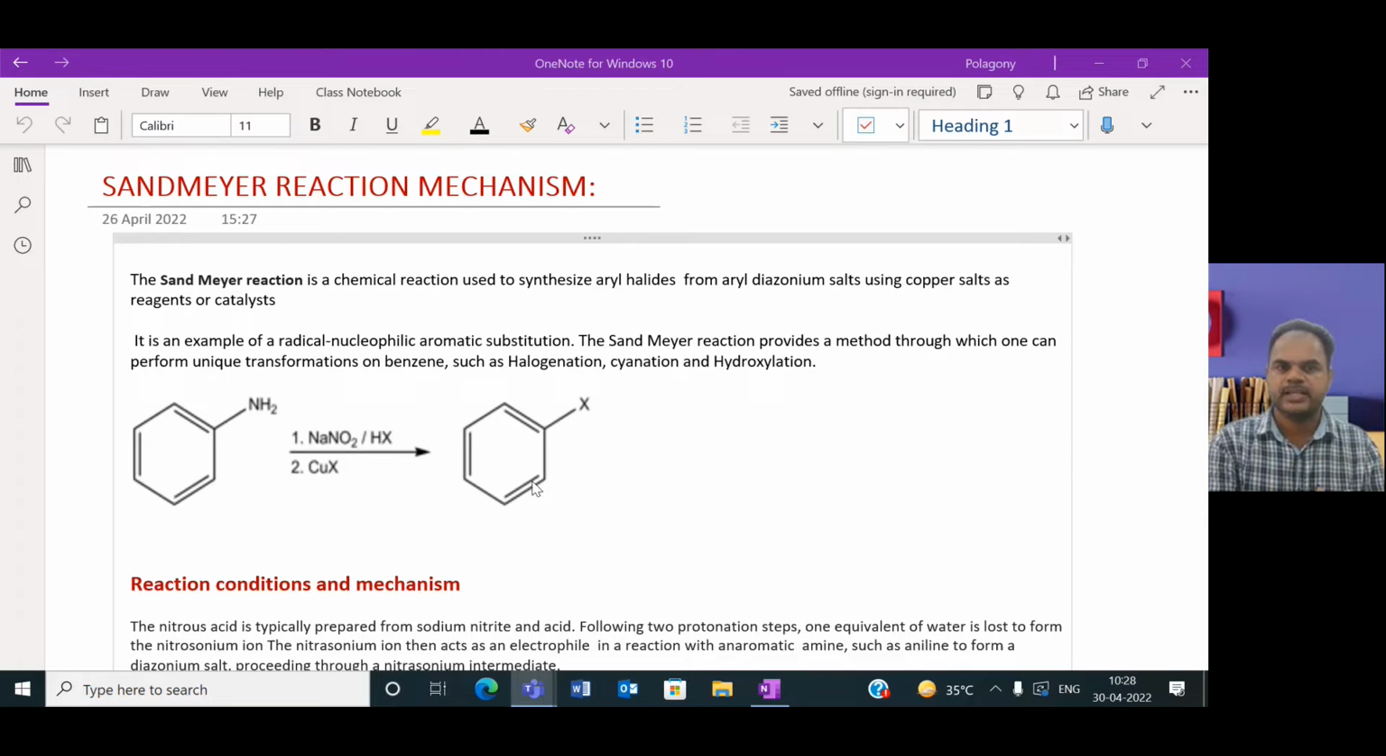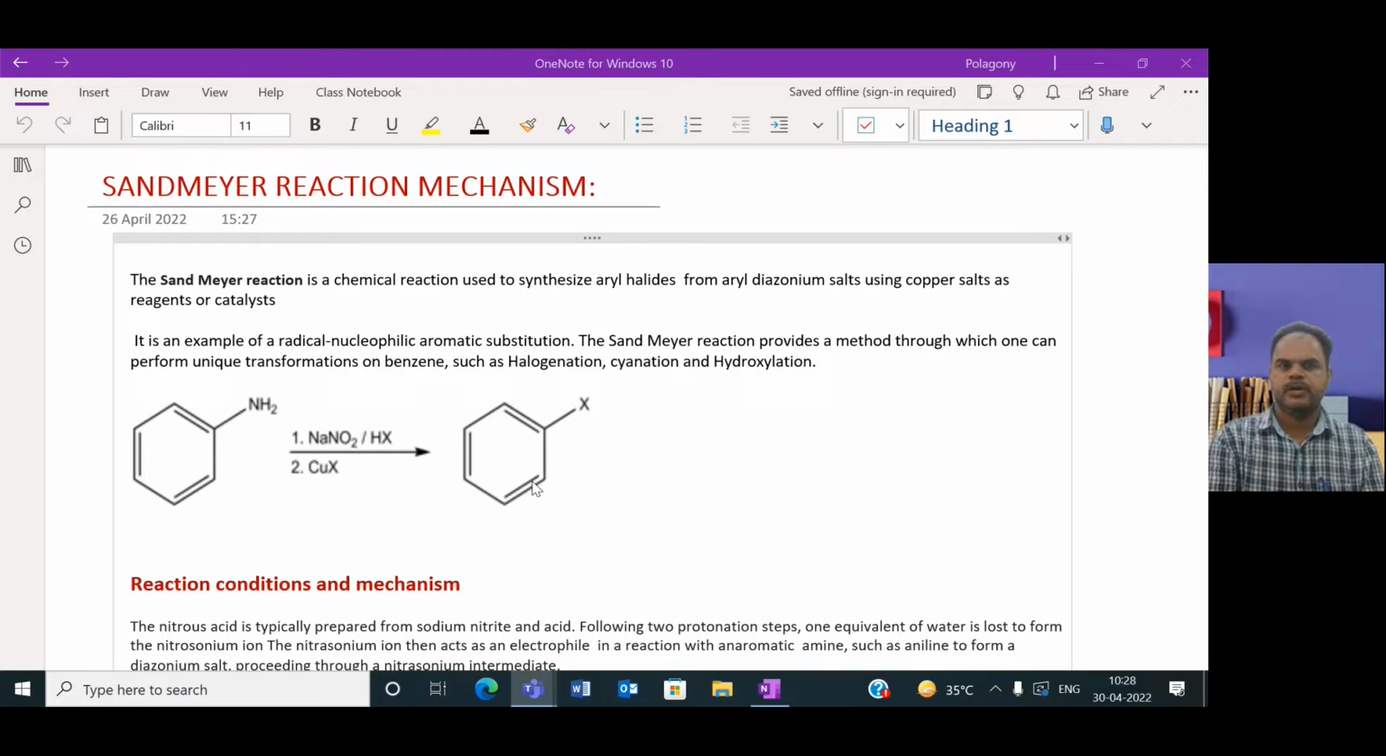The Sandmeyer reaction is a chemical reaction used to synthesize aryl halides from aryl diazonium salts using a copper salt reagent, a copper catalyst. Why is the copper catalyst taken in this reaction? Let me tell you about the copper oxidation states. There are two oxidation states of copper, cuprous and cupric. The cuprous is less stable than the cupric, so we choose cuprous salts in this Sandmeyer reaction to operate this reaction.